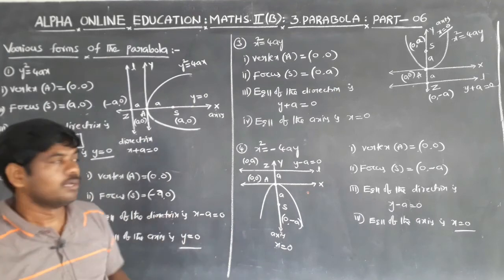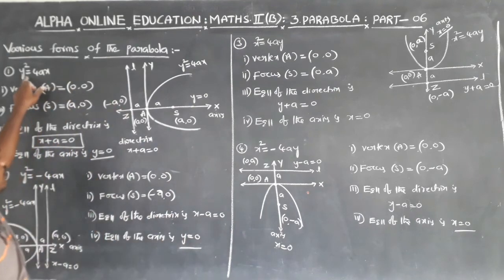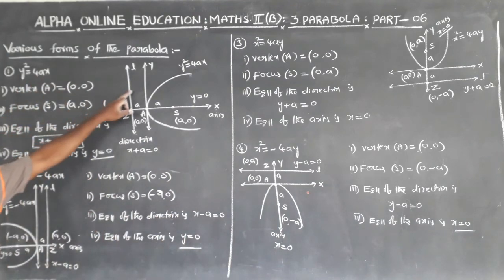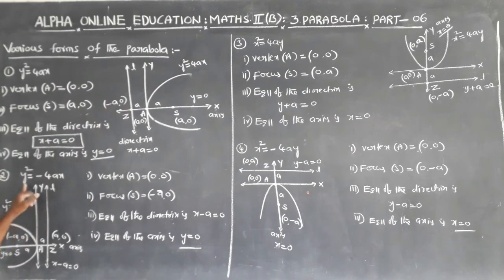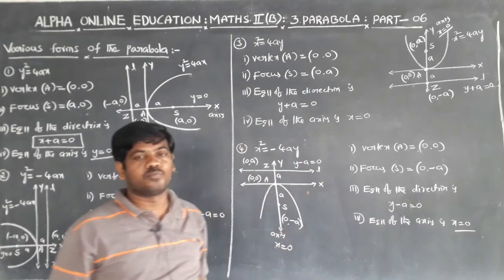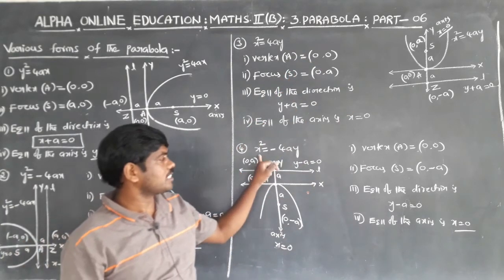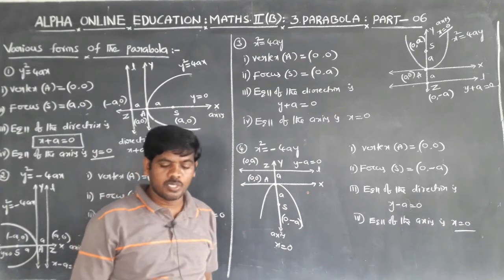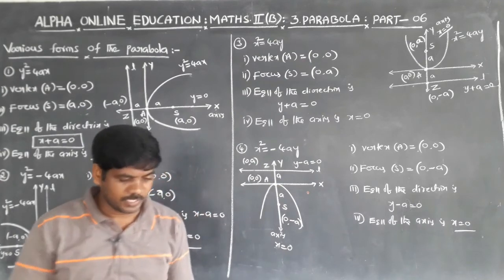These are the first four parabolas. First one is y square is equal to 4ax. Second one is y square is equal to minus 4ax. Third one is x square is equal to 4ay. Fourth one is x square is equal to minus 4ay.